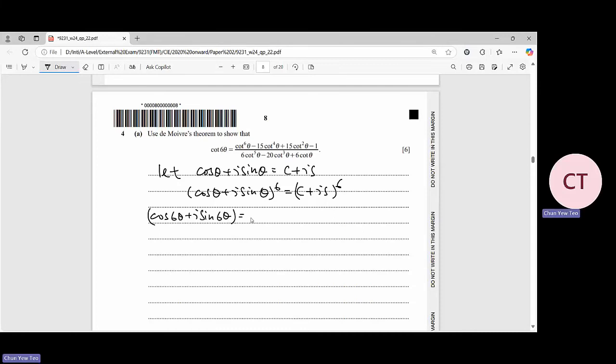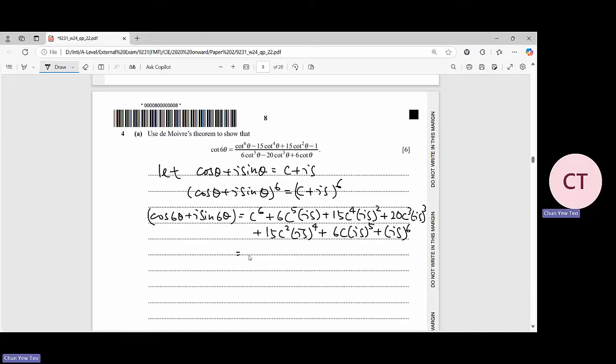The right hand side, I apply the binomial expansion, get c power 6 plus 6c power 5 is plus 15c power 4 is square plus 20c cube is cube plus 15c square is power 4 plus 6c is power 5, and last one is power 6. Okay, so this is how you do the binomial expansion.